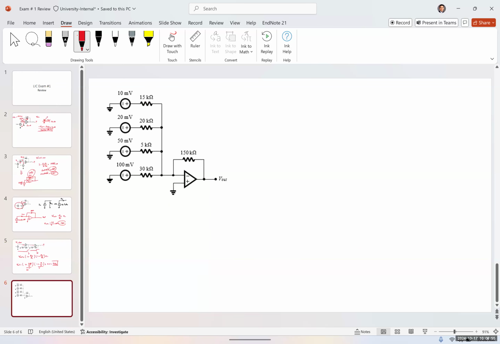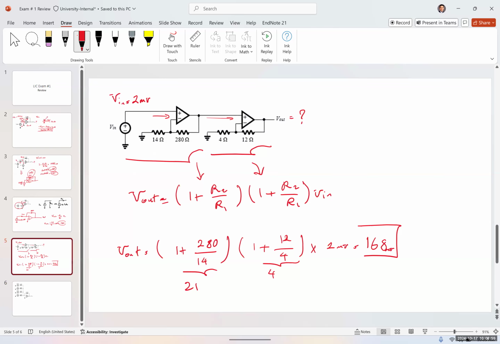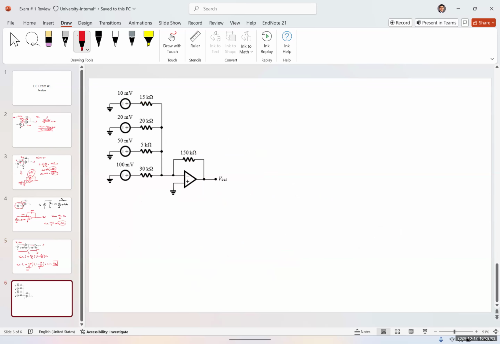I think we have time for one more question. The final question, did you all write this down? Okay. So we have an op amp with multiple inputs and we want to find the output. What is V out?